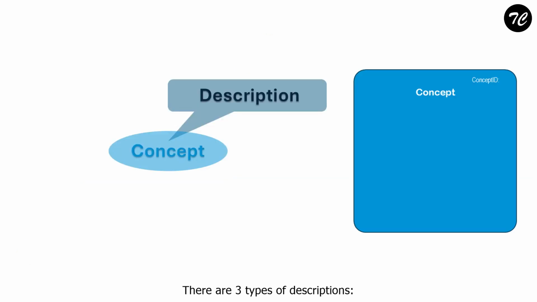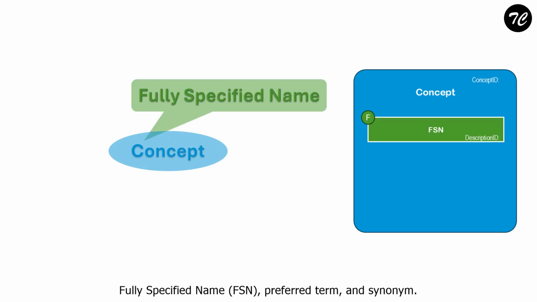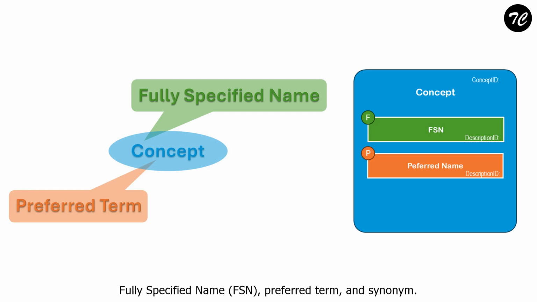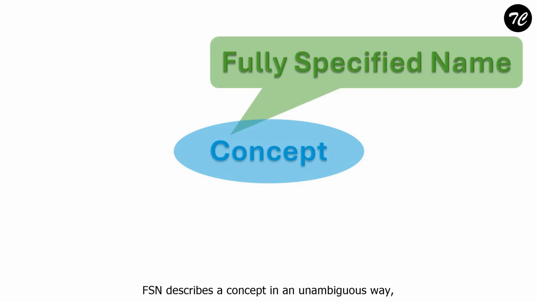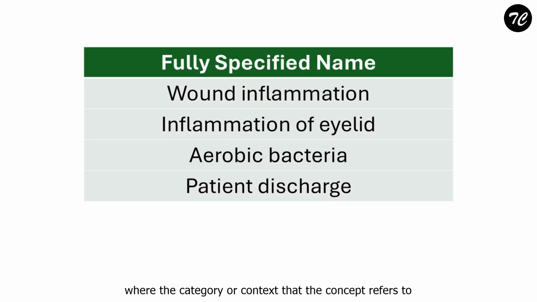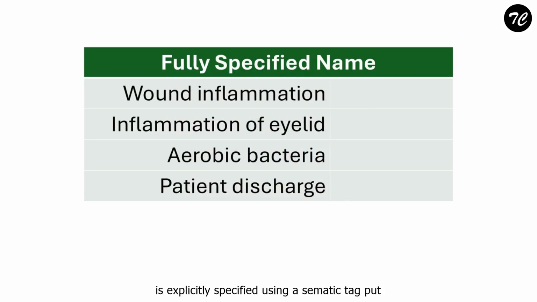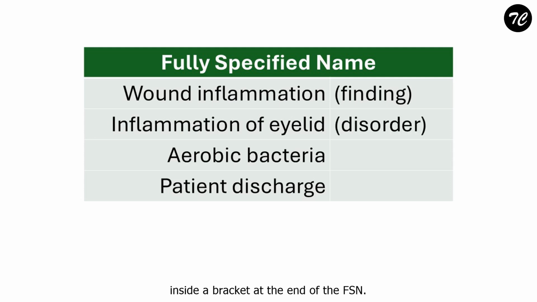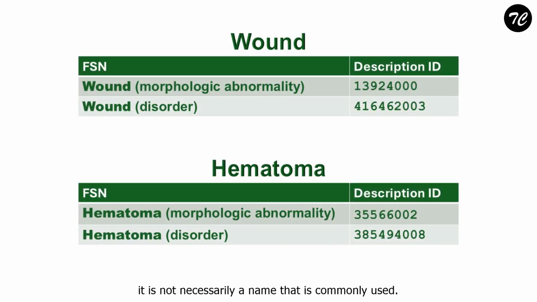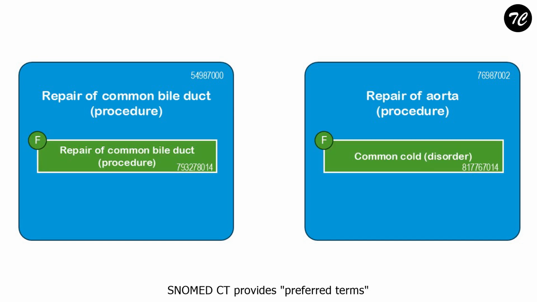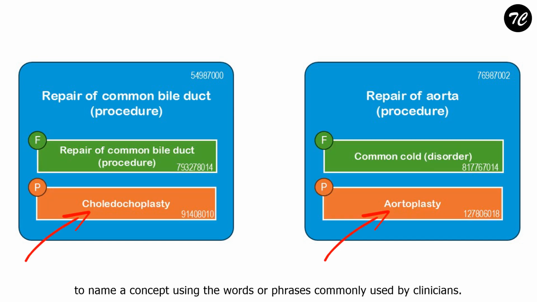There are 3 types of descriptions: fully specified name, FSN, preferred term, and synonym. FSN describes a concept in an unambiguous way, where the category or context that the concept refers to is explicitly specified using a semantic tag, put inside a bracket at the end of the FSN. While FSN is an unambiguous description to uniquely identify a concept, it is not necessarily a name that is commonly used. SNOMED-CT provides preferred terms to name a concept using the words or phrases that are commonly used by clinicians.